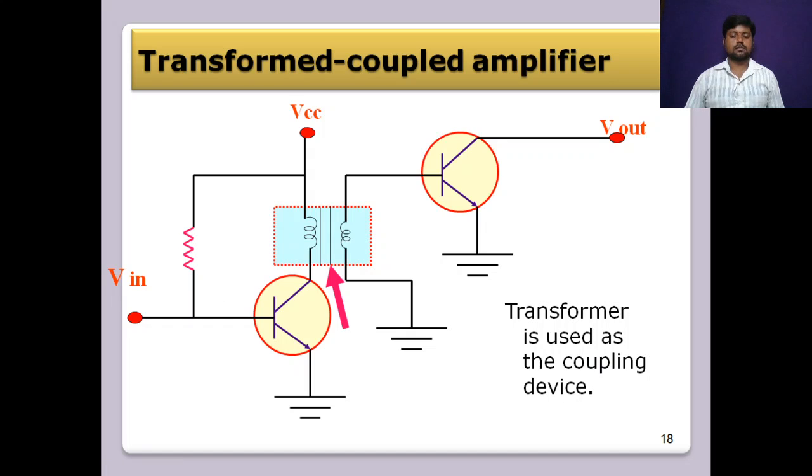The first stage transistor output is given to the next stage by using the transformer. Here the output which is appearing at the collector is now in the primary of the transformer. Due to mutual inductance, the output is now given to the base from the secondary of the transformer. Now the second stage transistor amplifies it further, and it is collected across the collector of the second stage. This is the final output.